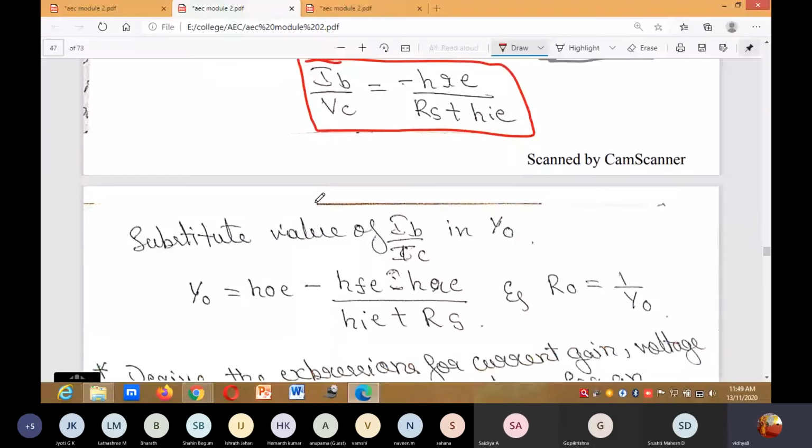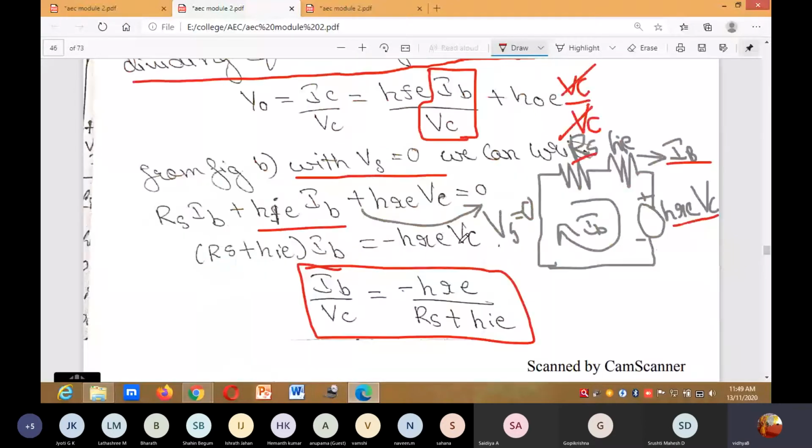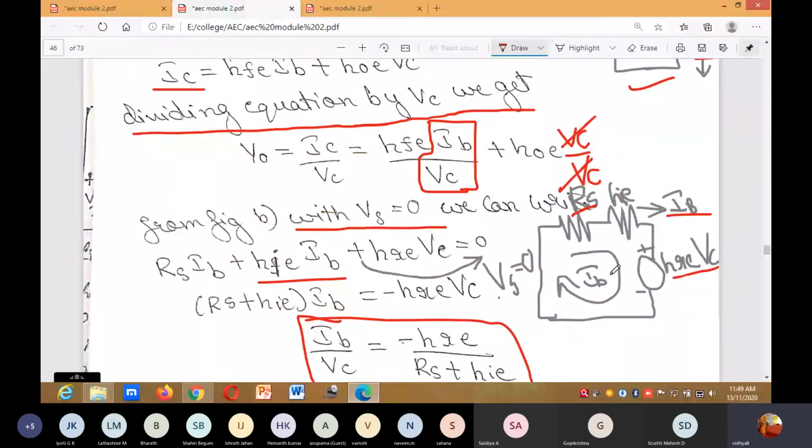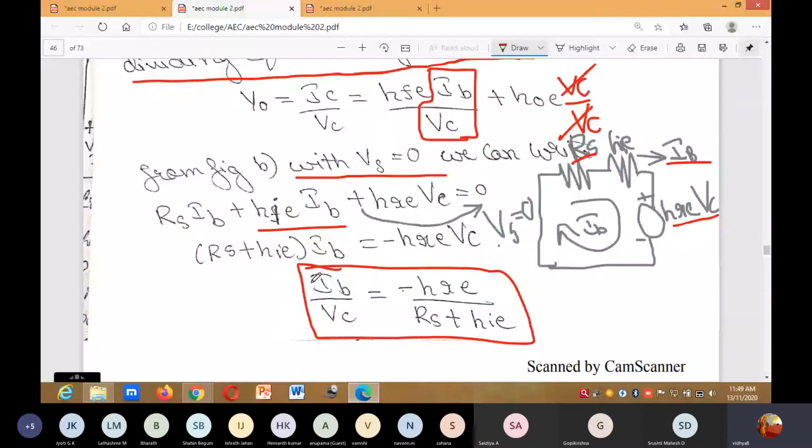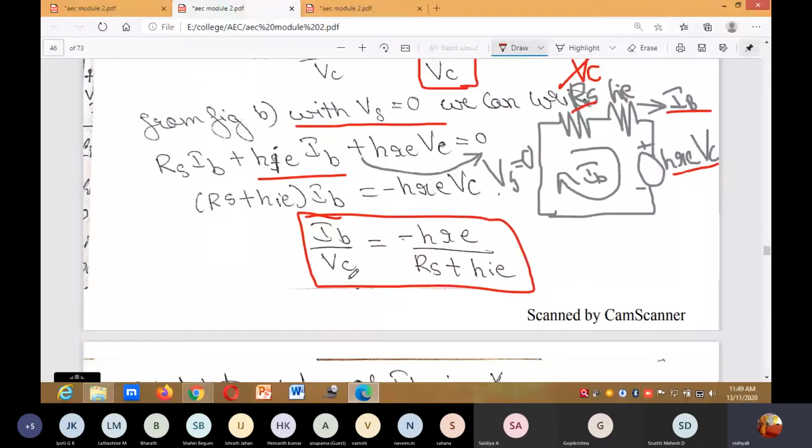Okay, next is substitute the value of IB divided by IC in Y0. One thing you need to remember: from this diagram, I have written that Rs into IB plus HIE into IB plus HRE into VC is equal to 0. So, (Rs plus HIE) into IB is equal to minus HRE into VC. From this, IB divided by VC is equal to minus HRE divided by Rs plus HIE.